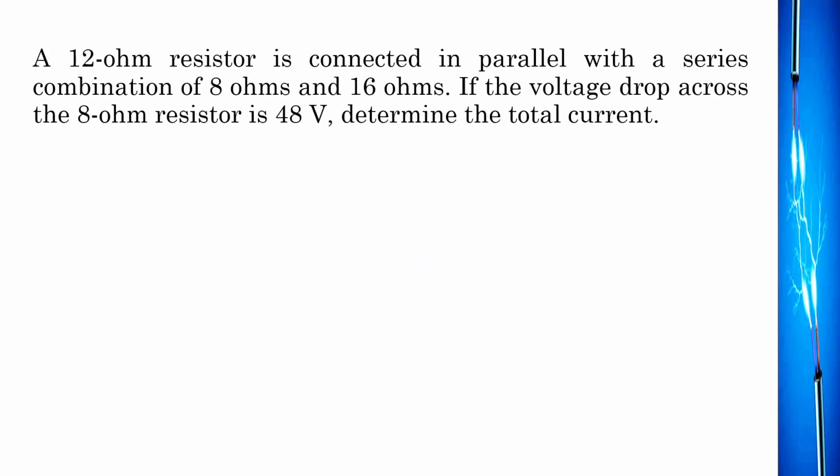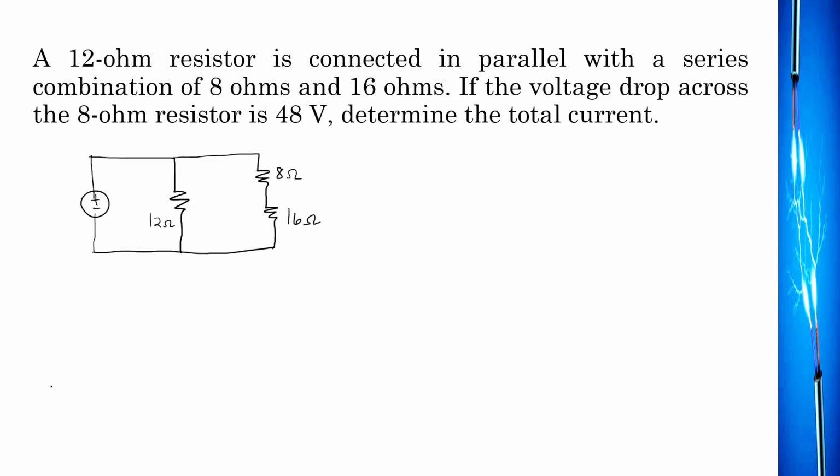Next is, 12 ohm resistor is connected in parallel with a series combination of 8 ohms and 16 ohms. So, medyo kakaiba naman ito kasi kanina, puro tayo series parallel. But this time, we will have parallel series here. If the voltage drop across the 8 ohm resistor is 48 volts, determine the total current. So, let's say yung 12 ohms daw is being connected in parallel with a series combination of 8 ohms and 16 ohms. Meron kang supply dito, at meron siyang sinabi na ang voltage daw ng 8 ohms ay nasa 48 volts. Ano kaya ang magiging total current?